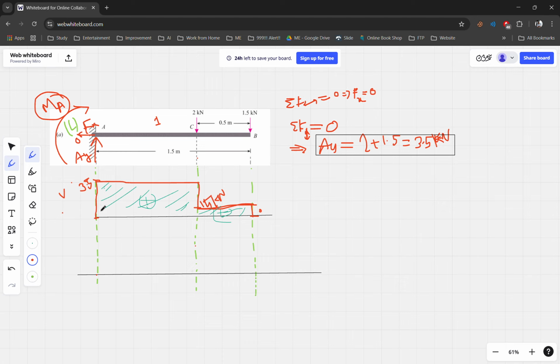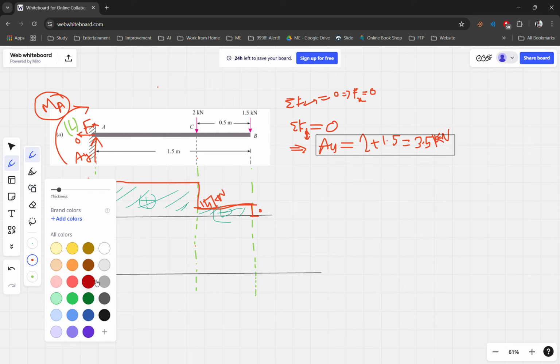3.5 will be the moment, but we're not gonna do it like that. We're gonna change the way we are determining it. So to determine it, let me change the color, do something lighter.